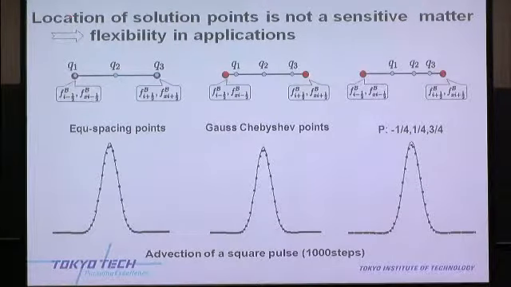The location of a solution point is not sensitive. So we test these three cases. The blue ones are solution points. Okay, you choose this, and you can even make a solution point like this, and you calculate a Gaussian distribution advection equation. After 1,000 steps of calculation, you have a solution like this.